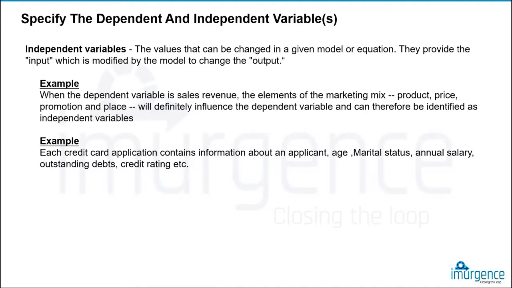So when you're talking about, say, a dependent variable such as sales or revenue, the elements of the marketing mix are product, price, promotion, place. Place obviously won't be part of the dependent variable when you're looking at simple linear regression models. If you're looking at a logistic regression model, you can have a categorical variable as y. A credit card application contains information about applicant age, marital status, annual salary, outstanding debts, credit rating. All of these could be a part of your independent variables.